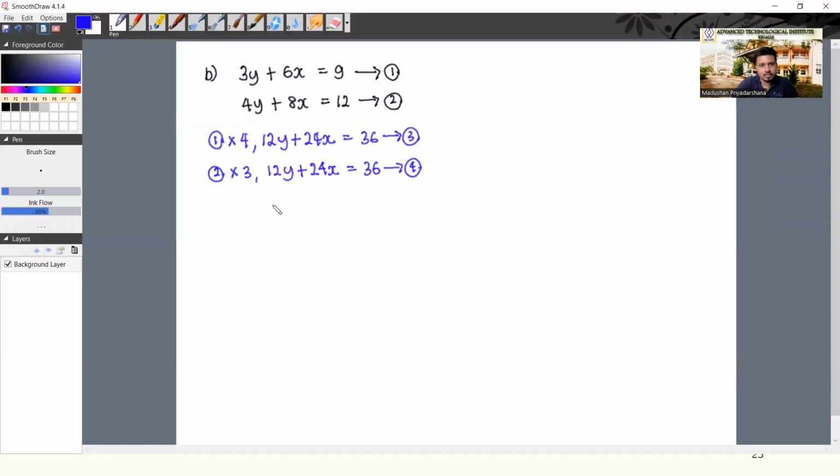Here we have a kind of an issue. Give me a second. 3y plus 6x equals 9. 4y plus 8x equals 12. So how have you got these answers, x equals 0 and y equals 3? Right. So this one, what?